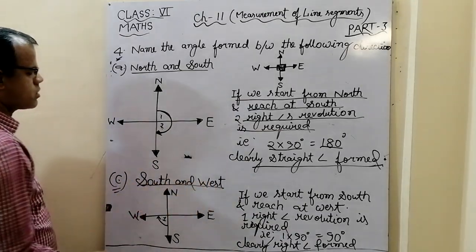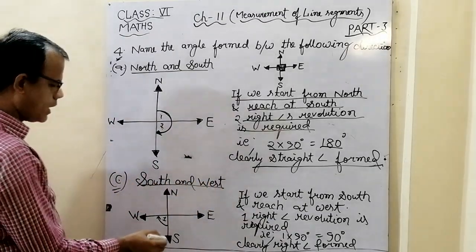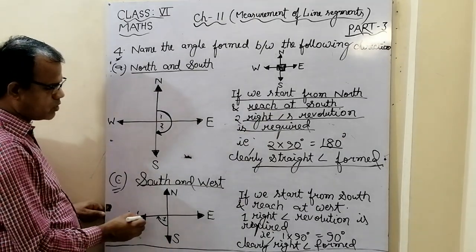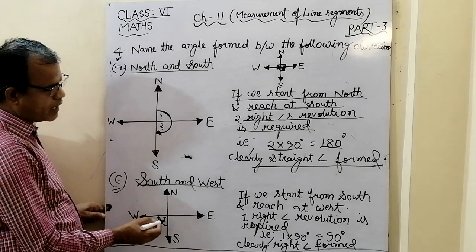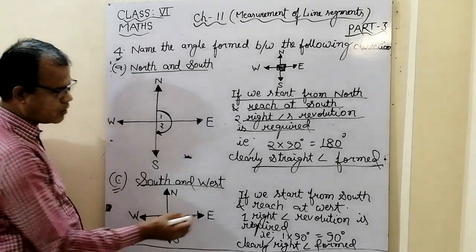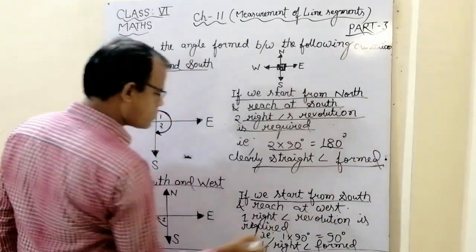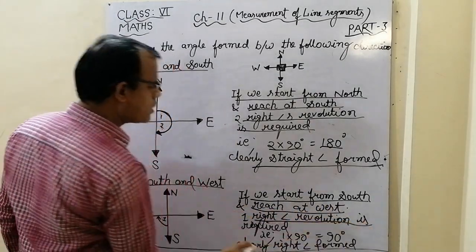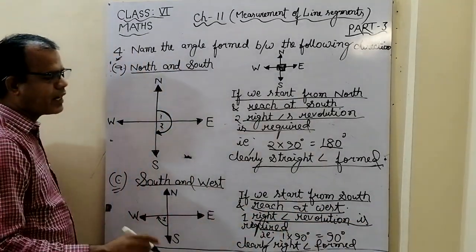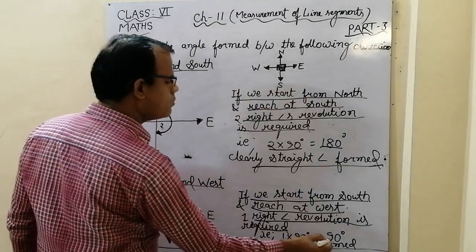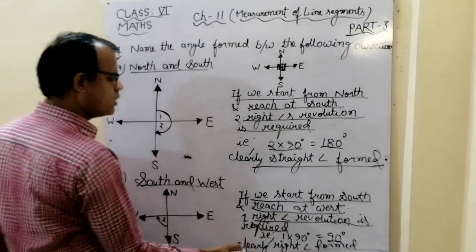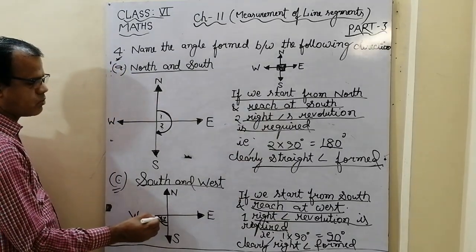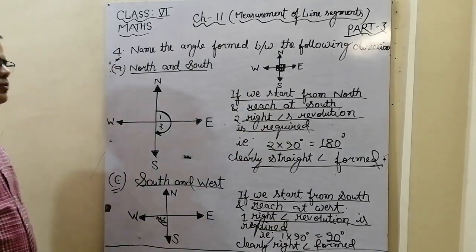Next, C part. South and west. We start from here at south and we have to reach west. So one right angle of revolution is required. So if we start from south and reach west, one right angle of revolution is required. And one right angle means 1 into 90, that is 90 degrees. Clearly, a right angle is formed here.